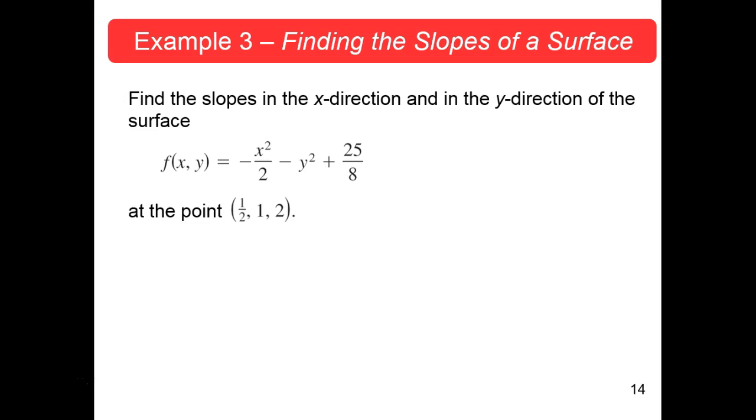Now example 3 you can also find at larsoncalculus.com. Interactive version of this type of example. So here we have, find the slopes in the x direction and in the y direction of this function, f of x, y, when that's equal to minus x squared over 2 minus y squared plus 25/8. At the point where x is equal to 1/2, y is equal to 1, and z is equal to 2.